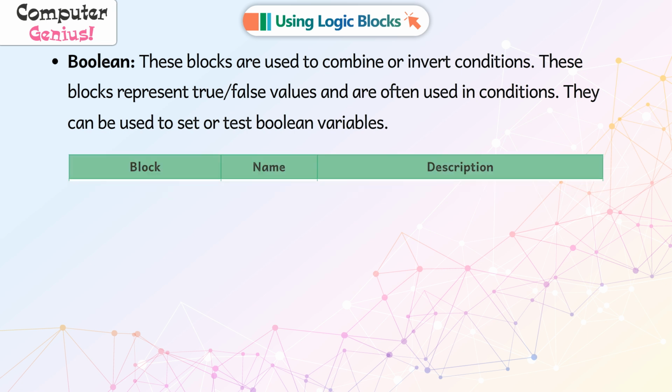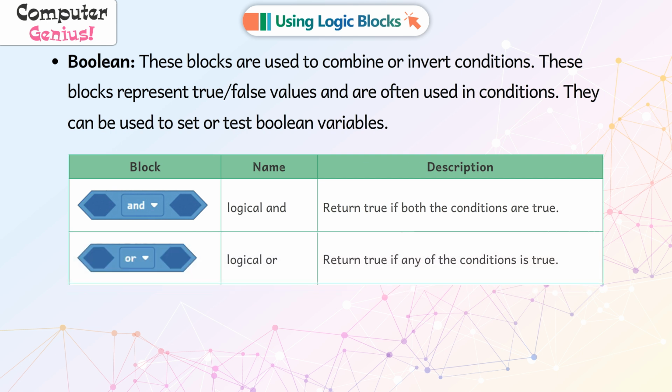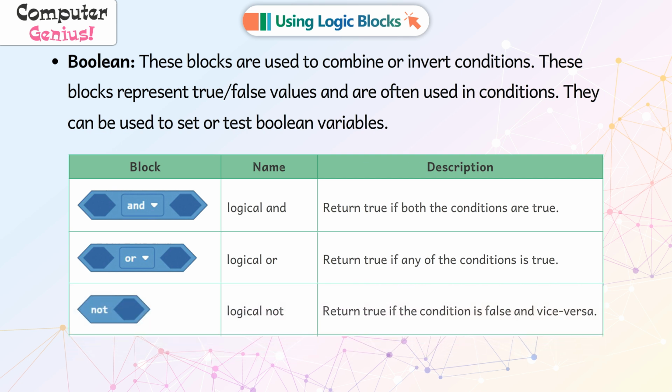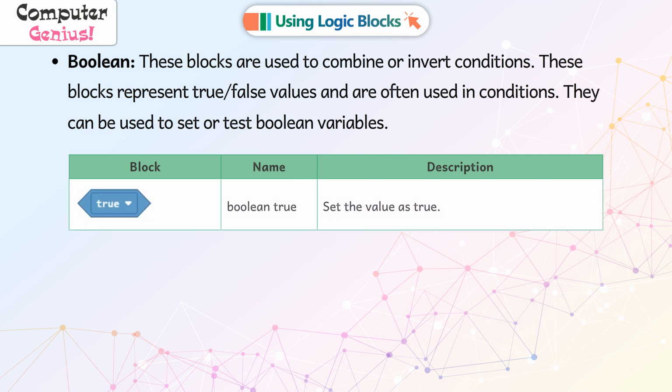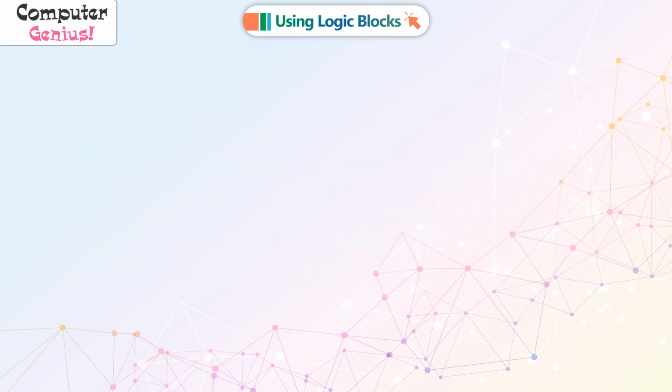Block name, description. Logical AND. Return true if both the conditions are true. Logical OR. Return true if any of the conditions is true. Logical NOT. Return true if the condition is false and vice versa. Boolean true. Set the value as true. Boolean false. Set the value as false.